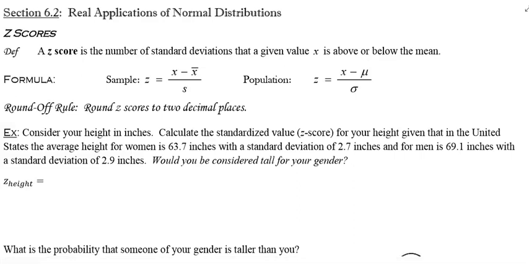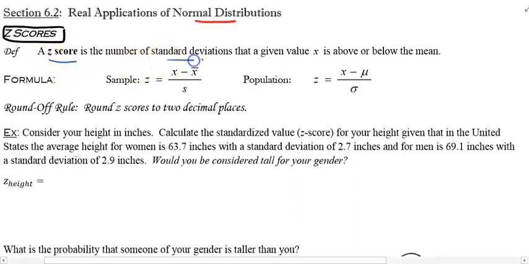Section 6.2 talks about real applications and normal distribution. So, the z-score is used with our normal distribution. A z-score is the number of standard deviations that a given x is above or below the mean. If you recall, we talked about that too many times by now.